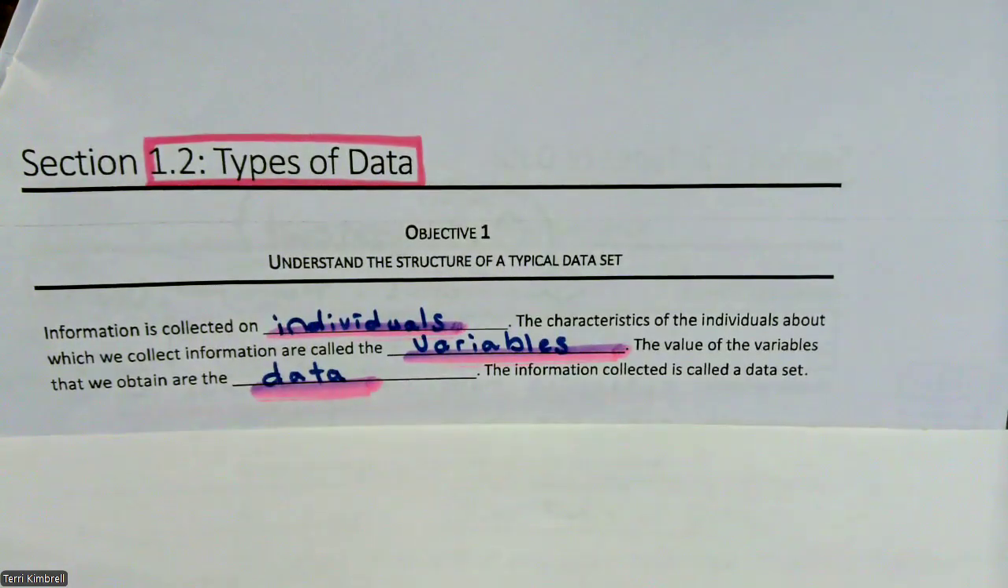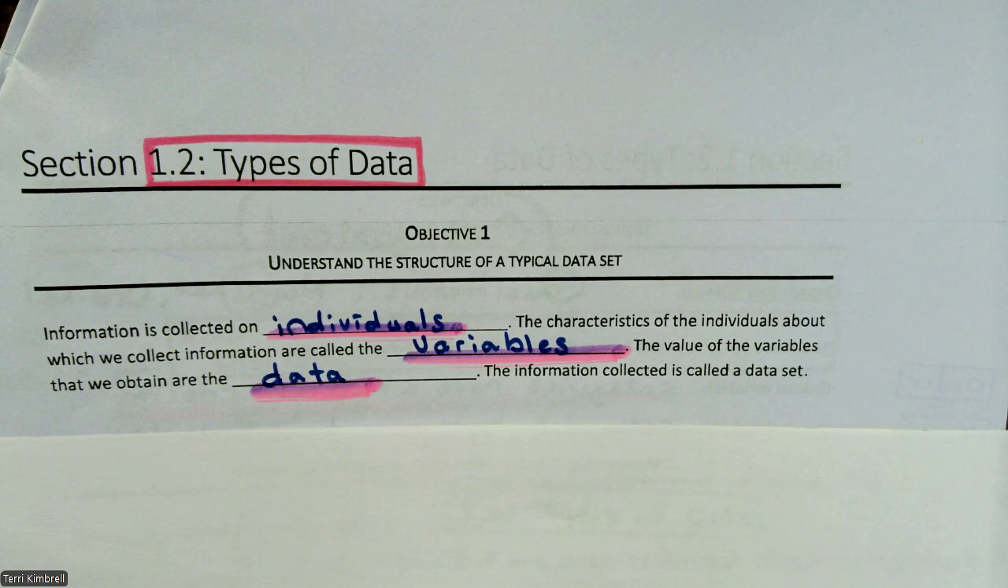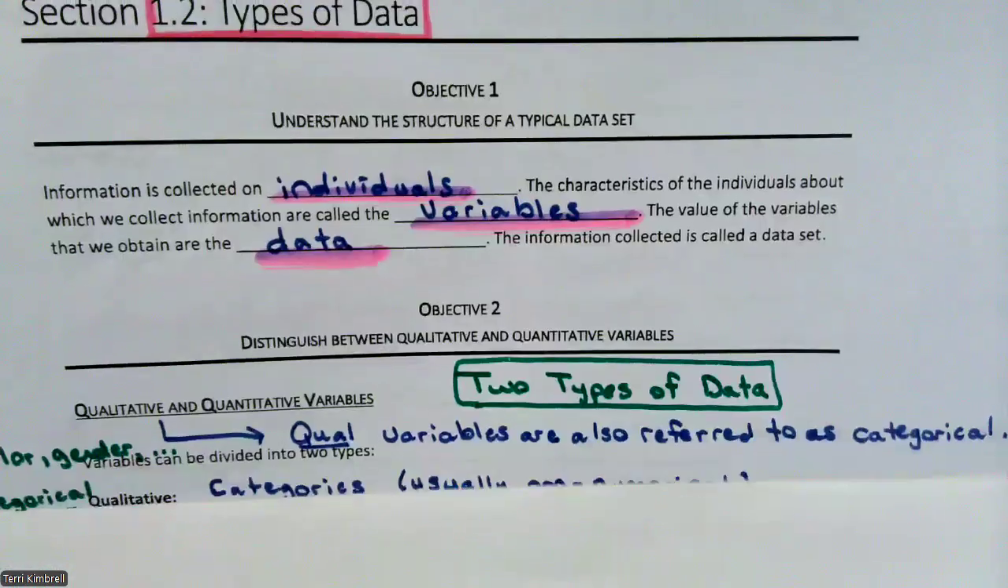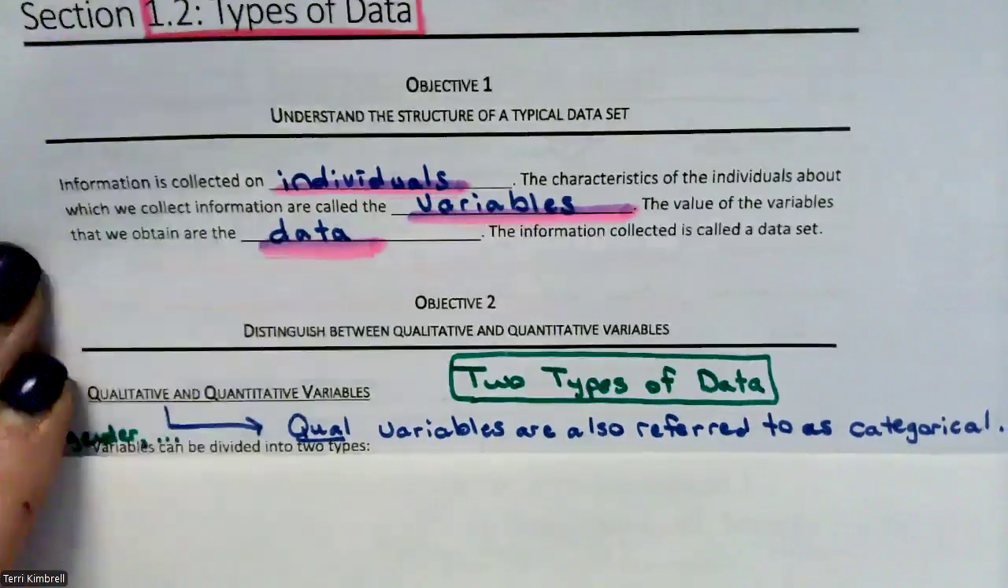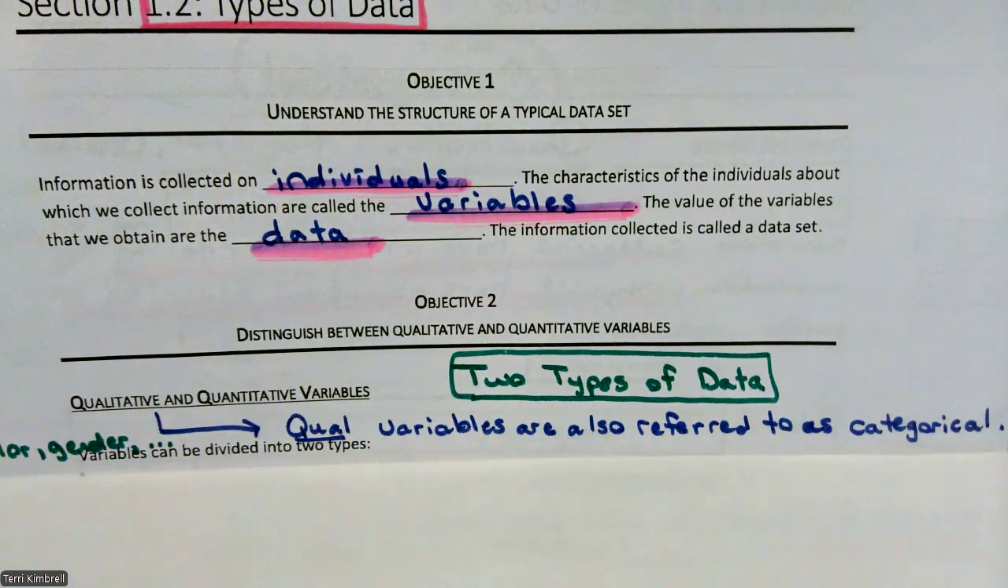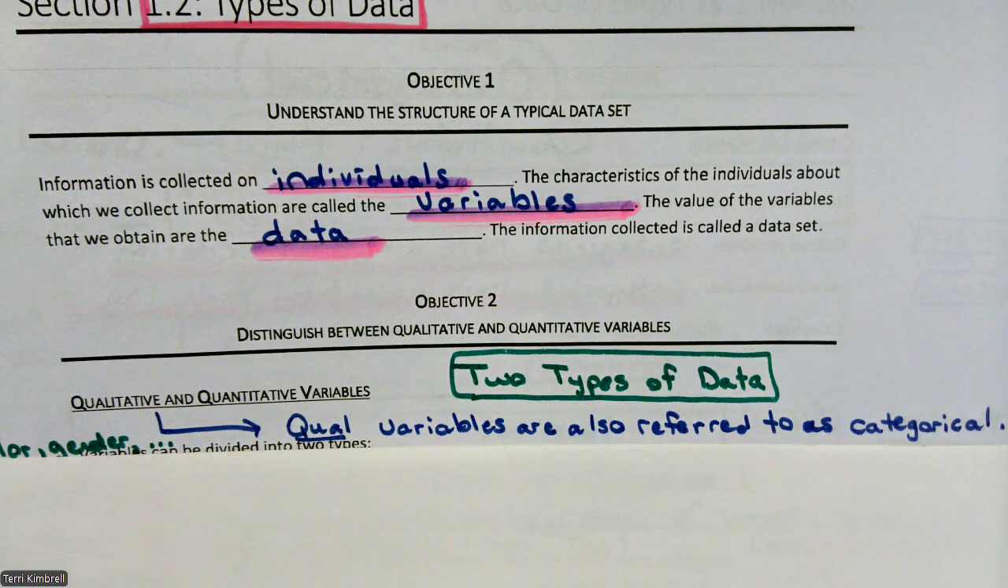Information is collected on individuals. The characteristics of the individuals about which we collect information are called the variables. The values of the variables that we obtain are the data. The information collected is the data set. First off, we're going to talk about two types of data. The two types of data that we deal with are going to be qualitative and quantitative.